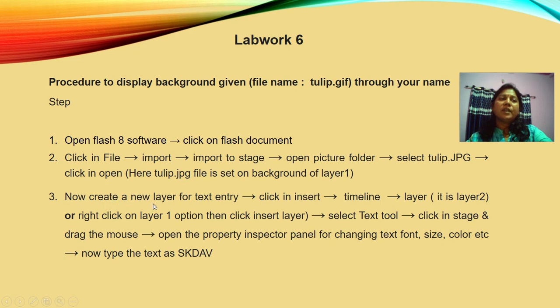Now create a new layer for text entry. Click on insert, click on timeline and click on layer. As you know, it is layer number 2. Or right click on layer 1, then click on insert layer. Select the text tool, click on the stage and drag the mouse to specify the area for your text entry. Open the property inspector panel for changing the text font, size, color, etc. Now type the text as SKDAV.